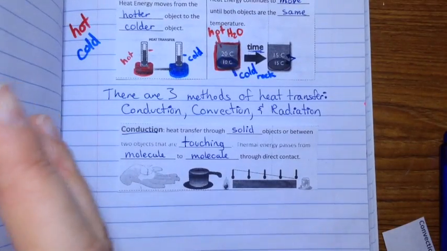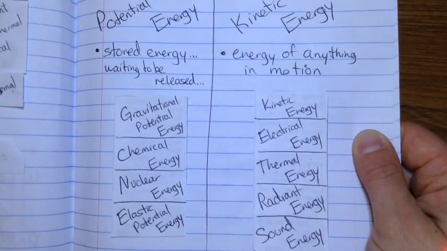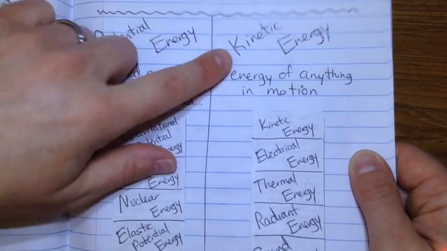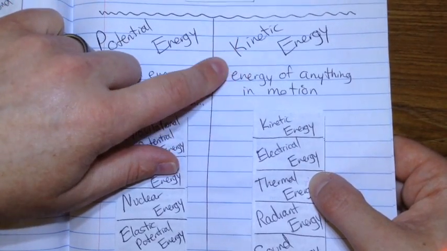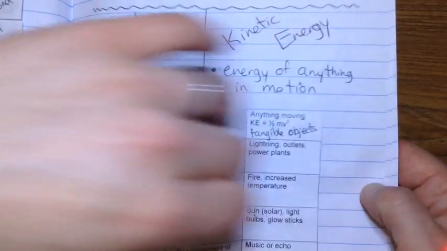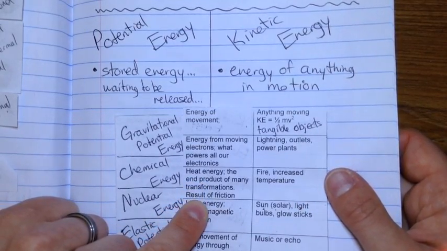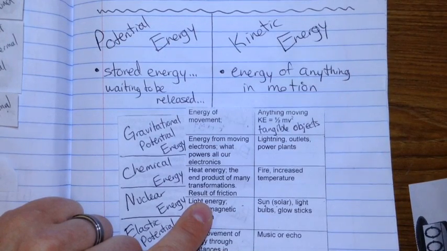All right. Flip back to page 30 in your journal, energy types and transformations. Thermal energy, find it. What category of energy does thermal energy fall under? Kinetic energy. Okay? Thermal energy is a form of kinetic energy. Kinetic energy is about things in motion. Okay? If you read thermal energy here, it says heat energy, the end product of many transformations, the result of friction, fire, increased temperature. Okay? But what's actually doing the movement?